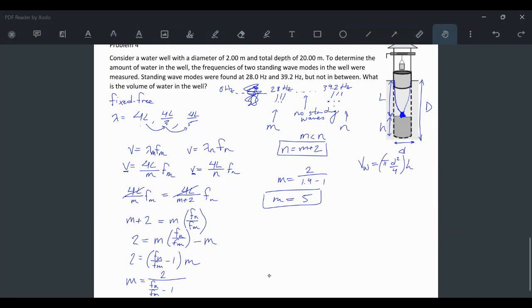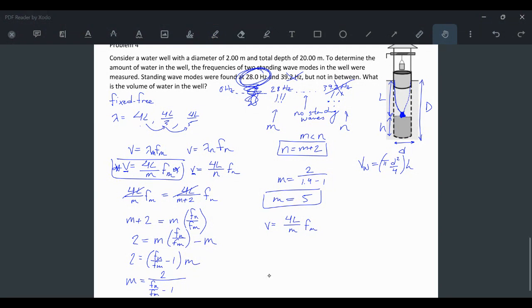Okay, so we have m. Let's revisit this equation. The speed is equal to 4 times L divided by m, which we now know, times the frequency, which we were given in the problem. That's 28 hertz. Also very important, once we figure out what m is, we need to keep track of the frequency associated with it. 28 is the number we want. If we start mixing the 39 and the 28, we're going to be completely lost.